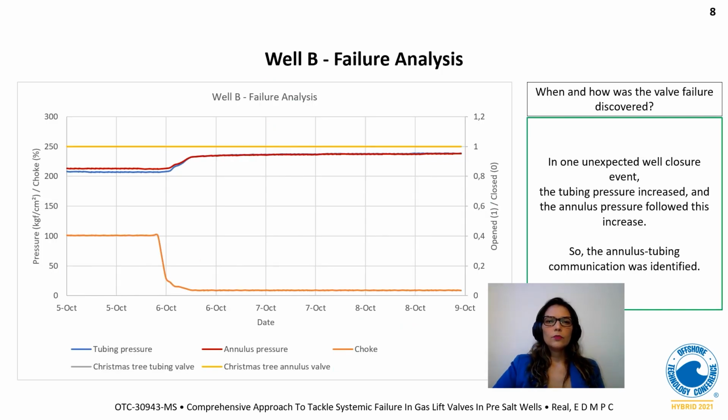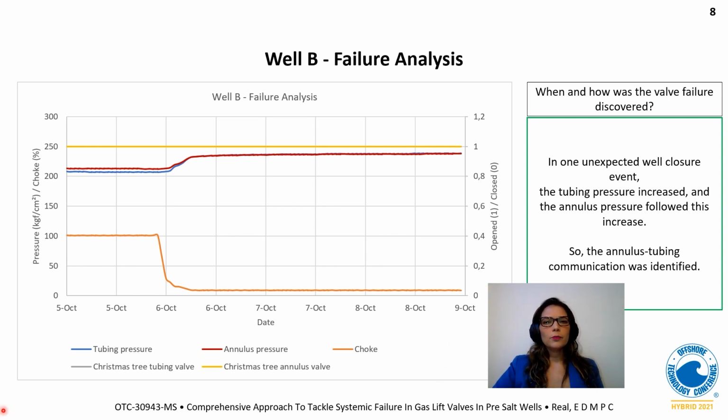When and how was the valve failure discovered? In this chart, you have tubing pressure in dark blue, annulus pressure in red, Christmas tree tubing valve in yellow, Christmas tree annulus valve in gray, and choke valve in orange. About the valves, when it is open, you have the value of 1 in the right ordinate axis. When it's closed, you have 0. Both Christmas tree valves have the same open and closed behavior.